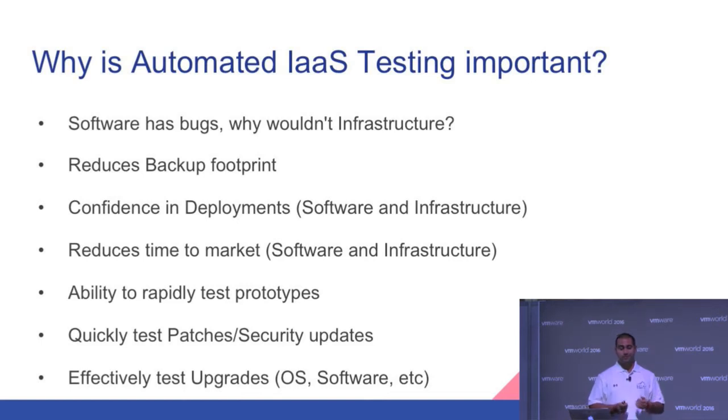Why is this important? Software has bugs, so why wouldn't infrastructure? Whether that be a patch that needs to be applied or just a configuration that you missed. Our infrastructures have bugs. You're going to reduce your backup footprint. I talked about this yesterday in my other session.